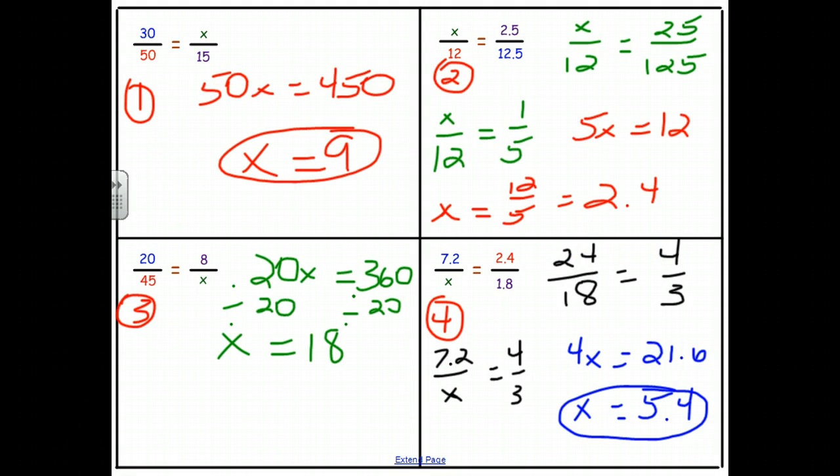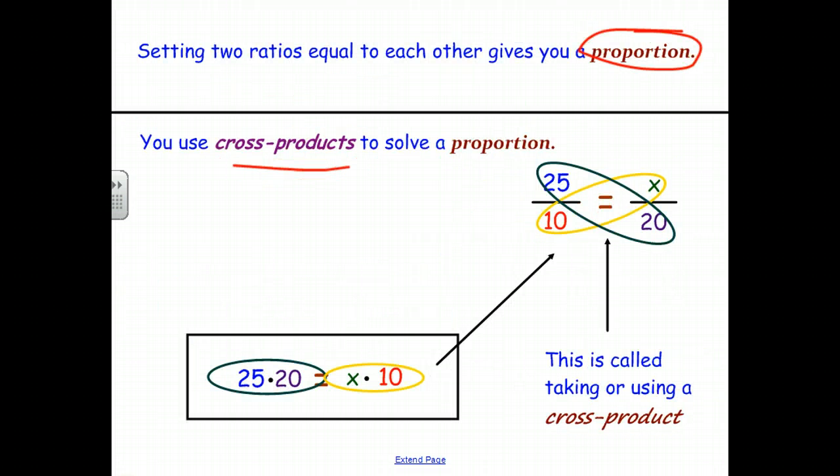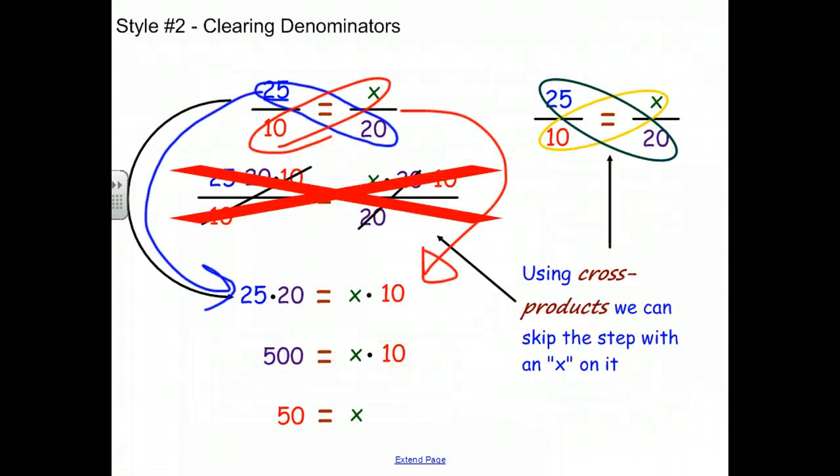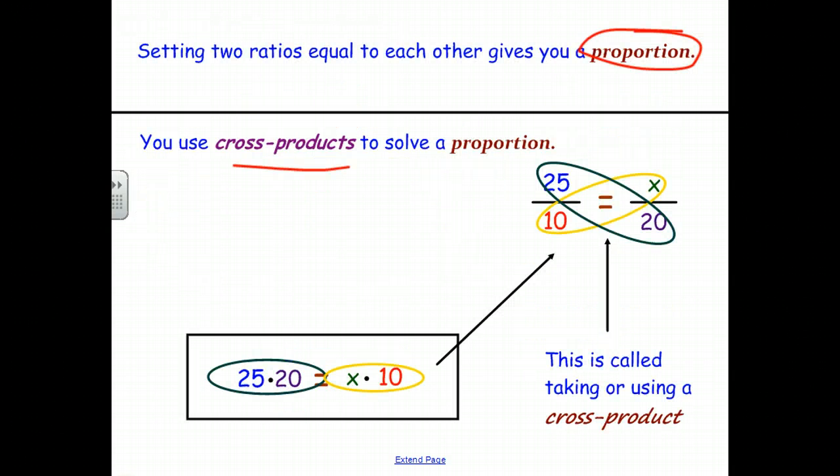So again, when we solve any proportion, which is just the setting equal of two different ratios, we can use this thing called a cross product, where it allows us to clear the denominators but skip the step where we actually do the multiplication because it works for every fraction. We've seen it in operation here. So to solve a proportion, take the cross product.